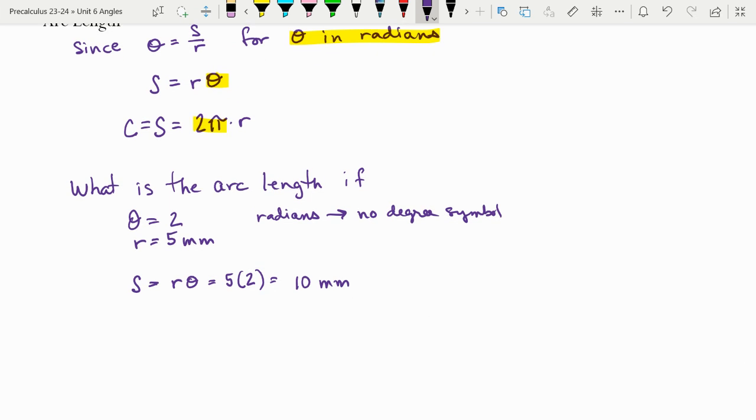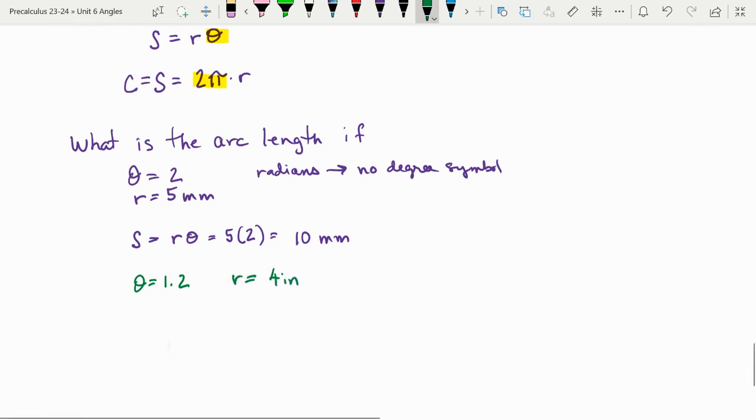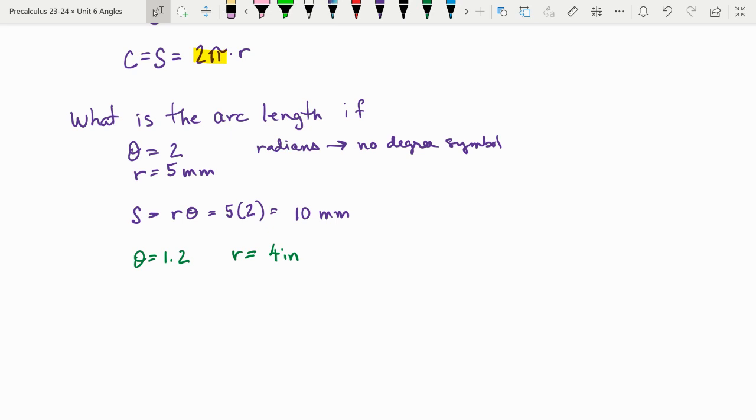What if theta is 1.2? Again, that is in radians because it does not have a degree symbol. And the radius is 4 inches. Go ahead and try to find the arc length. Pause the video, see if you can figure out the arc length from this. So I know the arc length is equal to the radius times the angle in radians. So my radius is 4 inches. My angle is 1.2 radians, which means this arc length is 4.8 inches.